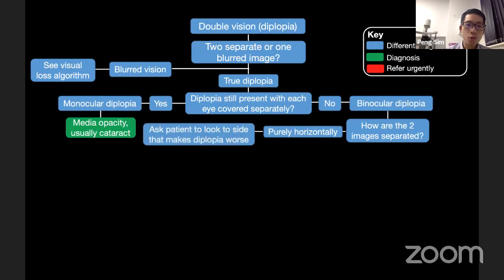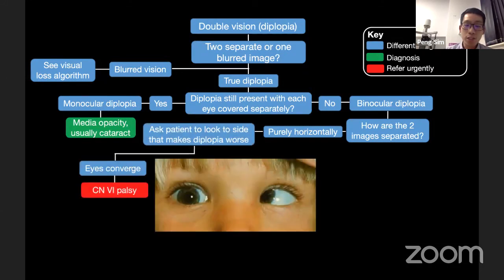Okay. So the first one, which is important to pick up, is the sixth nerve palsy. When you get the patient to look to the side that is worse, the eye will appear to be converging. The reason is, in this case, the problem is with the right eye. So there is a right sixth nerve palsy here.